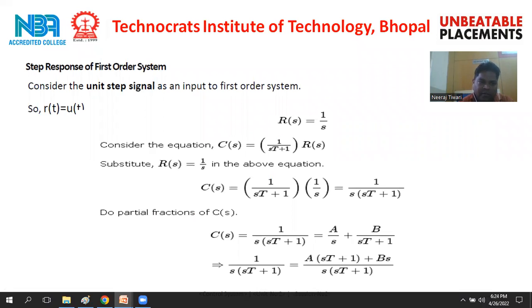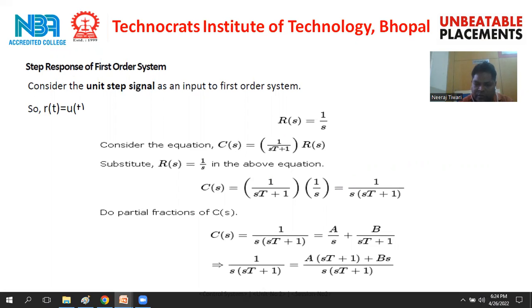Now, secondly, we will apply the unit step signal. So we know that r(t) is equal to 1 in the time domain. So in the s domain, R(s) is equal to 1 by s. Now we know that the output is equal to 1 upon Ts plus 1 multiplied by R(s). So for the unit step signal R(s) is equal to 1 by s. Putting the value of R(s), the result will be C(s) equal to 1 upon Ts plus 1 multiplied by 1 upon s.